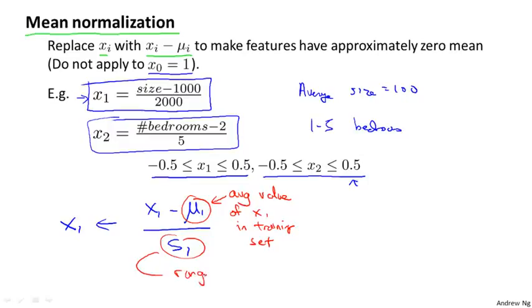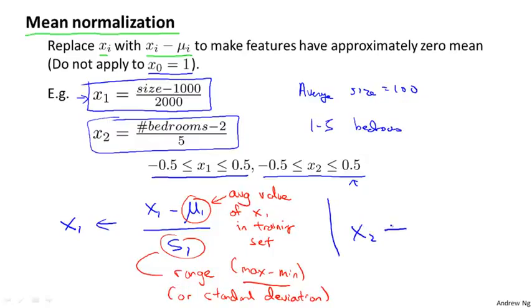And by range, I mean the maximum value minus the minimum value. Or for those of you that know what the standard deviation of a variable is, setting s1 to be the standard deviation of the variable would be fine too. But taking this max minus min would be fine. And similarly, for the second feature, x2, you subtract the mean of the feature and divide it by the range of values, meaning the max minus min. This sort of formula will get your features, maybe not exactly, but roughly into these sorts of ranges.